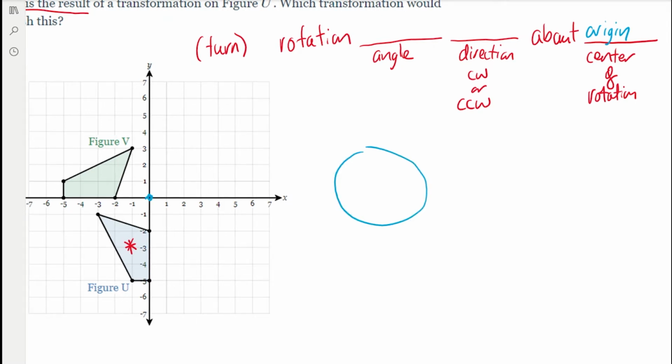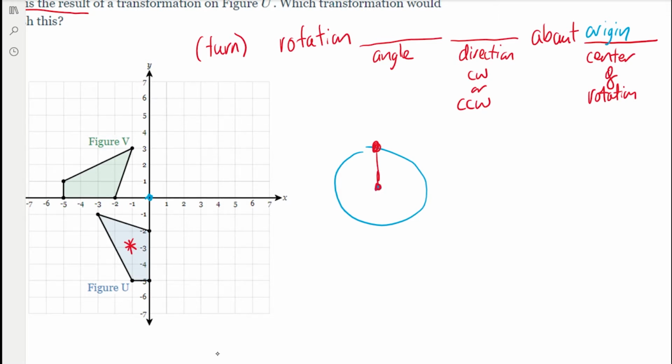Here's my circle, because when you rotate, you're rotating in a circular manner. And that's the center of my circle, the center of my rotation. Now, let's just say I have a point up here and I want to rotate it about this center.